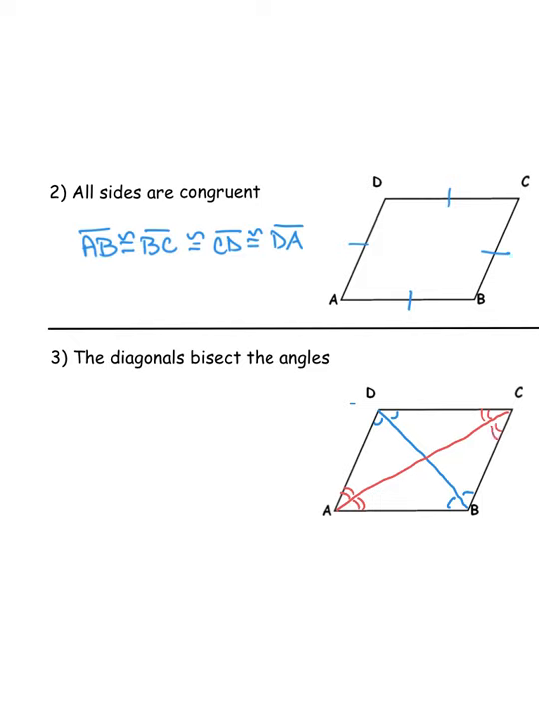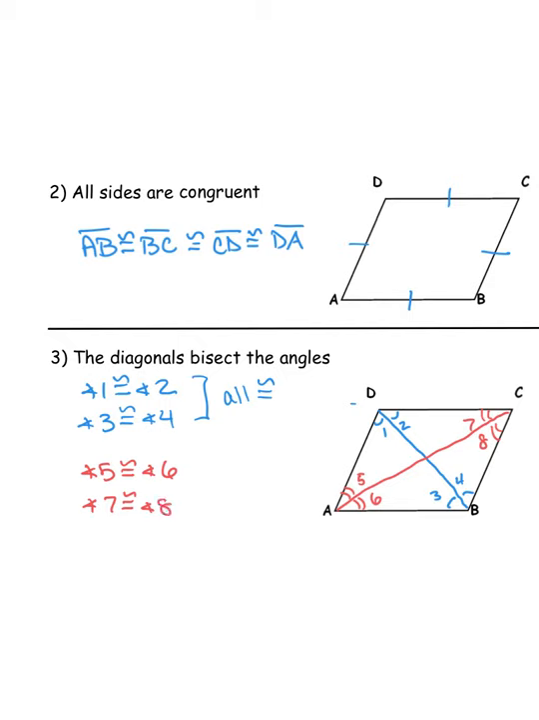So to save us some time from writing, 1, 2, 3, and 4, angle 1 is congruent to angle 2, angle 3 is congruent to angle 4. Technically, these are all congruent. And if I call this 5, 6, this one 7, and 8, angle 5 is congruent to angle 6, angle 7 is congruent to angle 8, and technically all of these four angles are the same measure. So again, all sides are congruent and the diagonals bisect, which means cut in half, the angles.